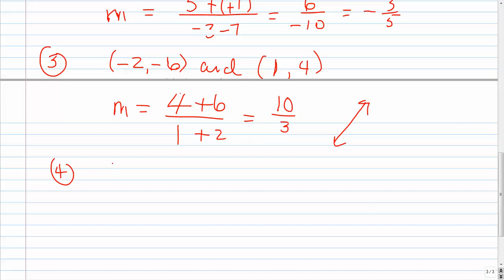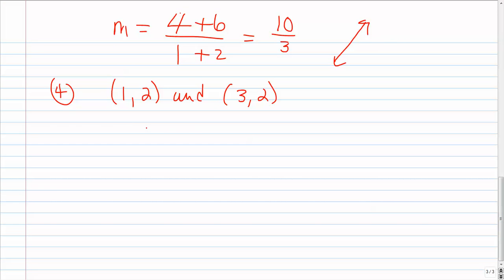All right, let's find the slope of the line that passes through the points 1, 2, and 3, 2. And so using the slope formula, I can subtract the y coordinates, so it'll be 2 minus 2 over the difference in the x coordinates, which is 3 minus 1. And so 2 minus 2 is 0 in the numerator. 3 minus 1 is 2, and 0 divided by any number is 0.